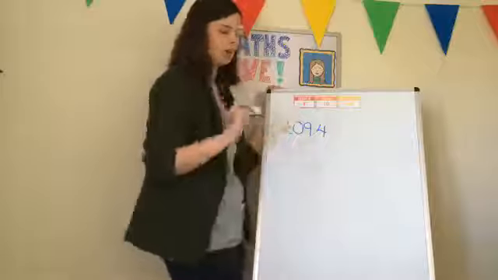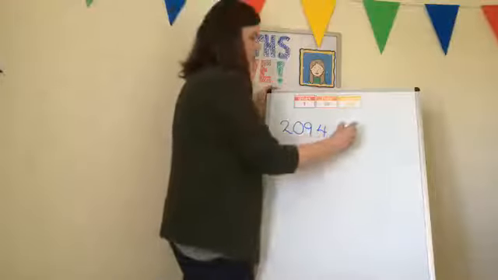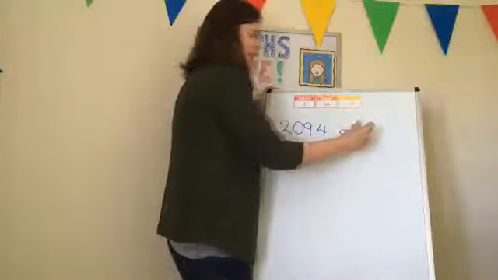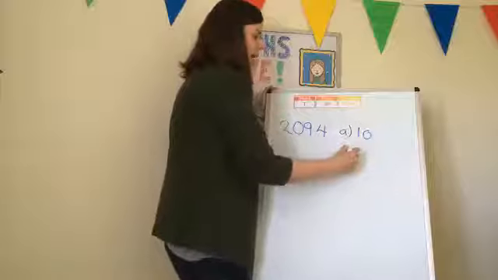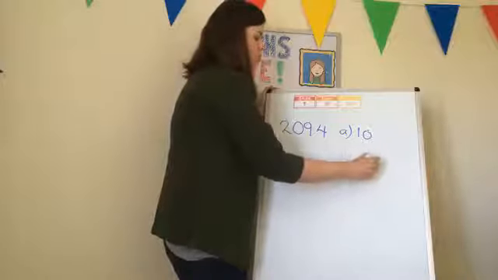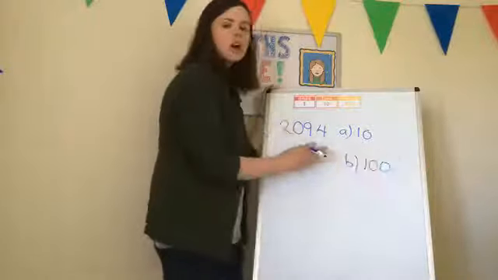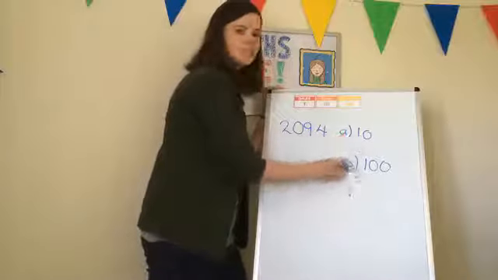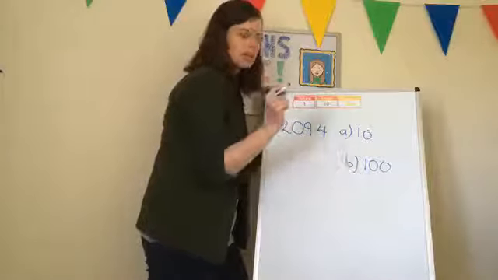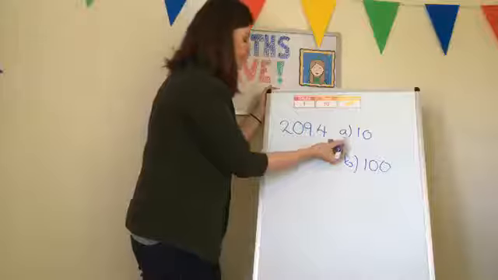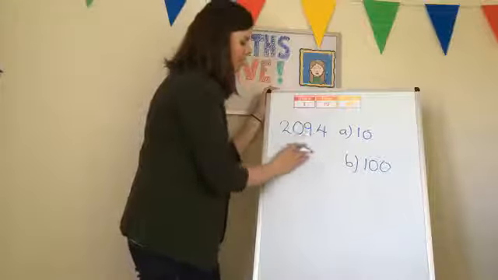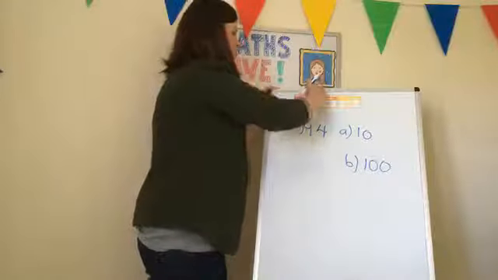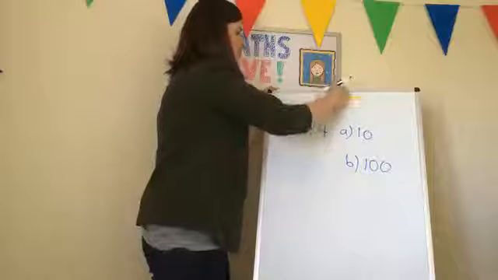And another one, 2,094. Right, 2 questions here. I want it to the nearest 10 first, and then to the nearest 100. I want you to remember these are 2 separate questions, and I'll tell you why. So to the nearest 10, we've got to find the 10s in here. These are distracting me a little bit. I don't think we need these. We're good on our place value.